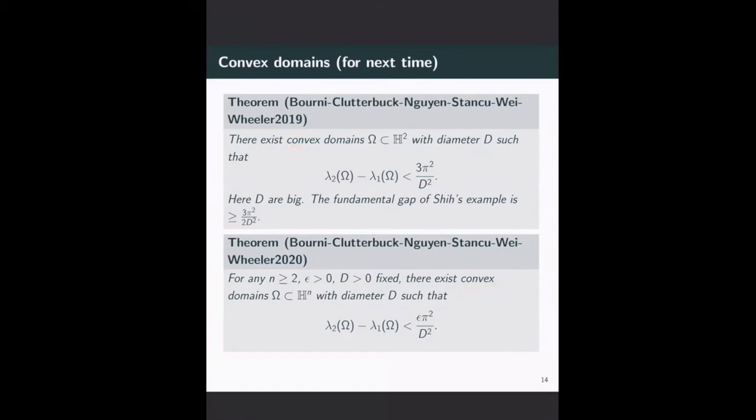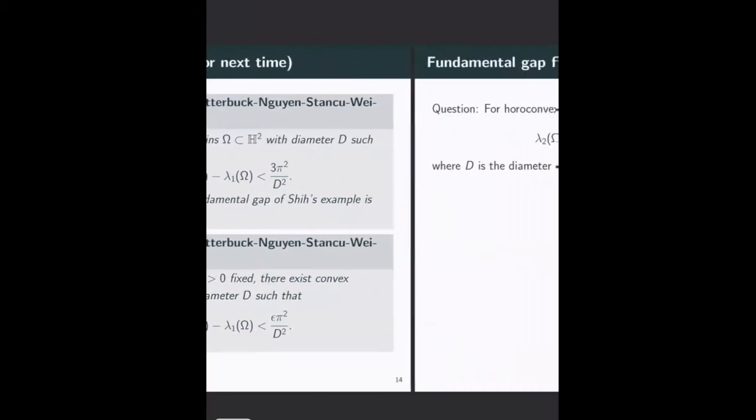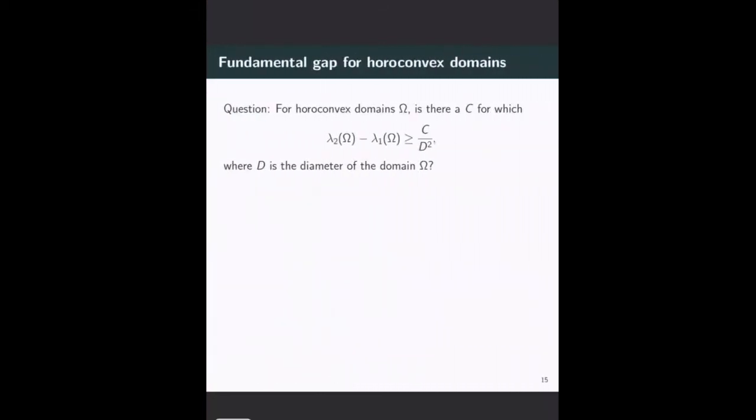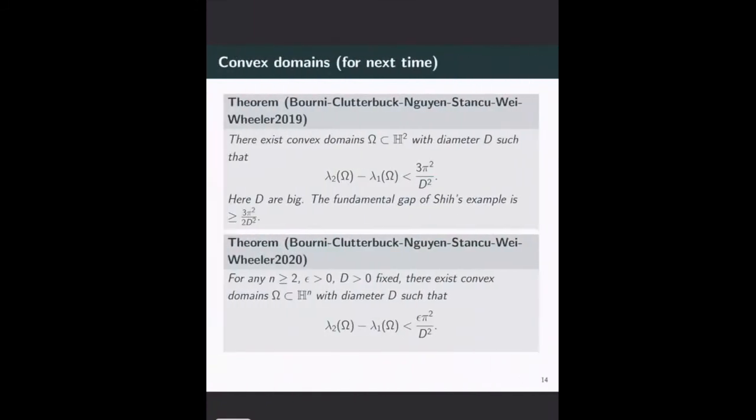So the next question is, well, what happened to horoconvex, which is more restrictive, and maybe there is a lower bound on the fundamental gap. So for horoconvex domains, is there a C for which the fundamental gap is greater or equal than C over D squared, where D is the diameter of the domain? Oh, and another plug for next time.